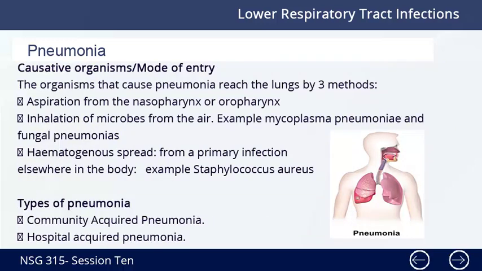Causative organisms and mode of entry. The organisms that cause pneumonia reach the lungs by 3 methods. 1, aspiration from the nasopharynx or oropharynx. 2, inhalation of microbes from the air, for example Mycoplasma pneumoniae and fungi. Then lastly, number 3, hematogenous spread from a primary infection elsewhere in the body, for example Staphylococcus aureus. Types of pneumonia: community-acquired pneumonia and hospital-acquired pneumonia.